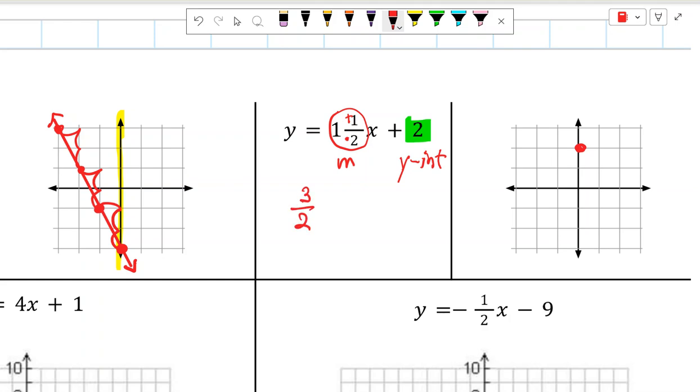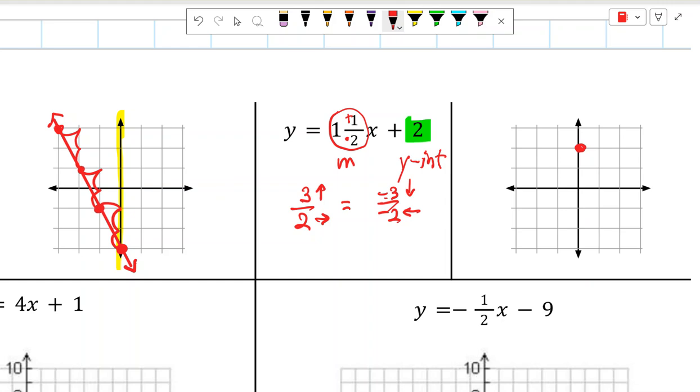And 3 is positive on top, so that means we go up, and positive 2 on the bottom means we go to the right. Now when we're working with this, we don't have enough room to go up. So what is also equal to 3 over 2? Negative 3 over negative 2, because a negative divided by a negative is a positive. So these two are equal. So the negative on top means you go down, and the negative on the bottom means you go left.